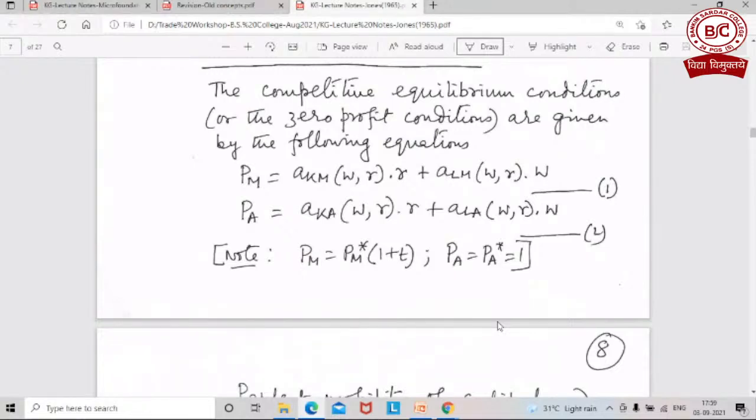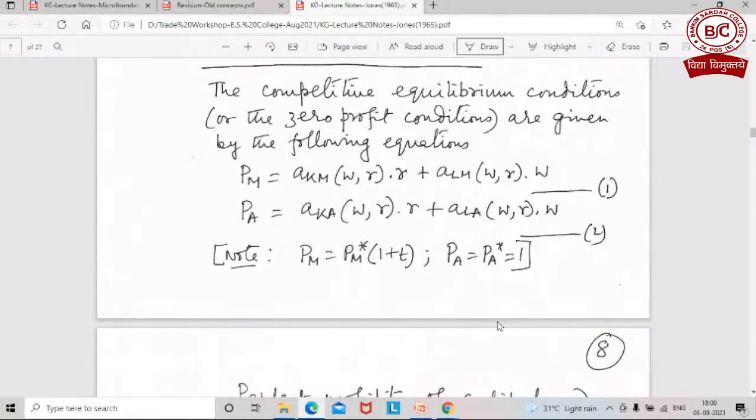Now just tell me, from equations 1 and 2, can we solve for R and W? The answer is yes. Don't think AKM is an unknown. Rather, AKM is expressed, of course it's an unknown, but AKM is expressed in terms of W and R. ALM is expressed in terms of W and R. AKA is expressed in terms of W and R. ALA is also expressed in terms of W and R. So effectively, the unknowns are W and R.